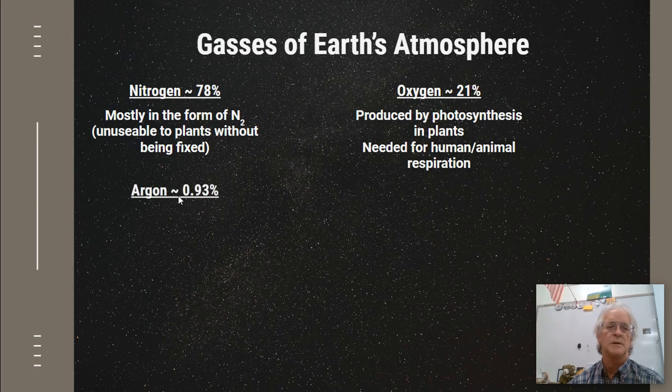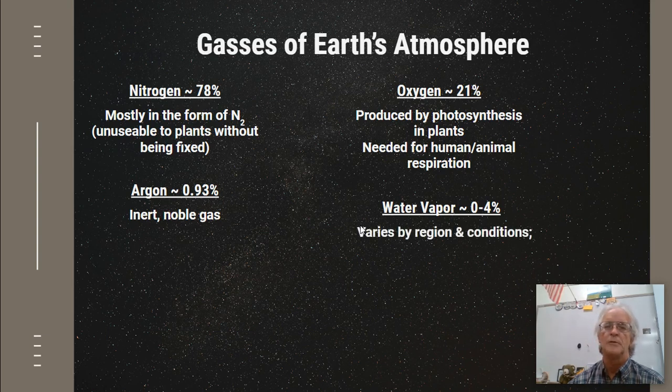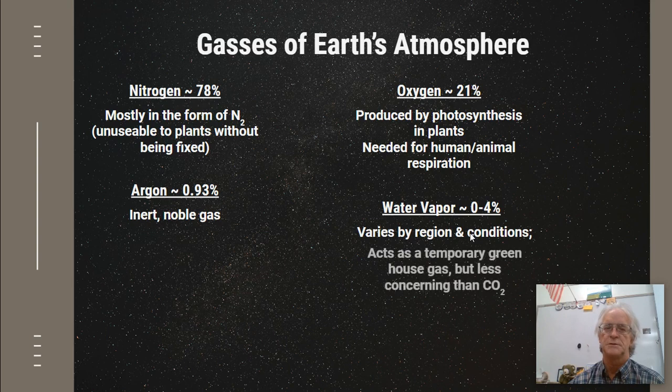Argon is an inactive inert gas, 0.93%. It's a noble gas. Water vapor is approximately 0 to 4%, depending on where you are. It varies by region and conditions. It is a temporary greenhouse gas, but it's less concerning than CO2 because it doesn't spend much time in the atmosphere.